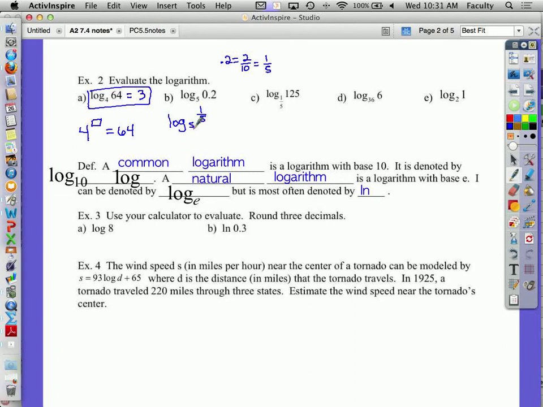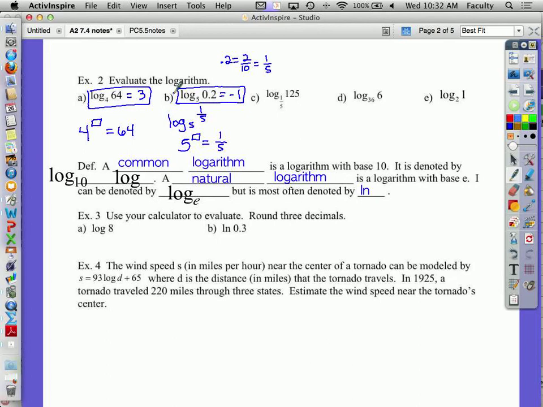Alright, so sometimes you have to manipulate what you have to see what it is. So if I have the log of 1/5 base 5, I'm really asking myself, 5 to what power is 1/5? And if you look at our warm-up, you should have warmed up with this, that when I had 2 to the -1, I have 1/2, right? So this would be -1.